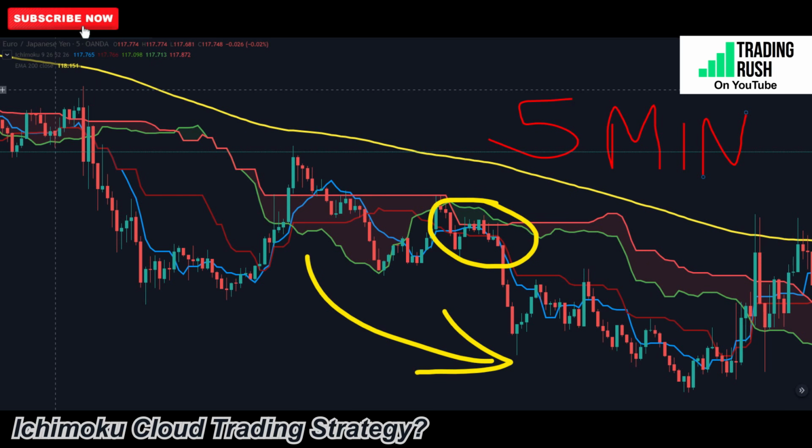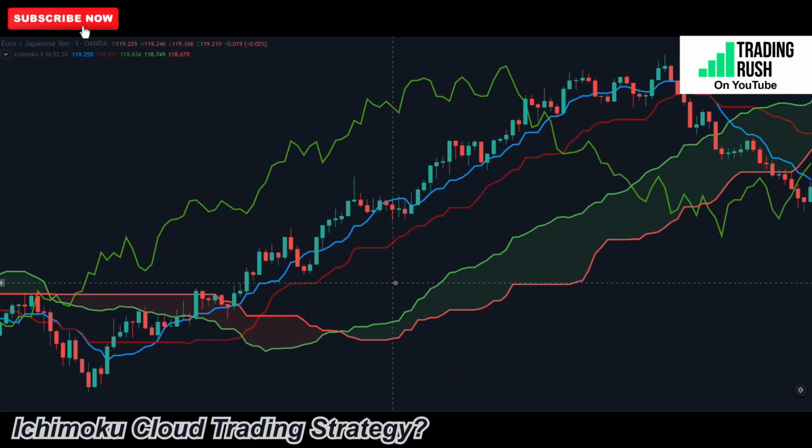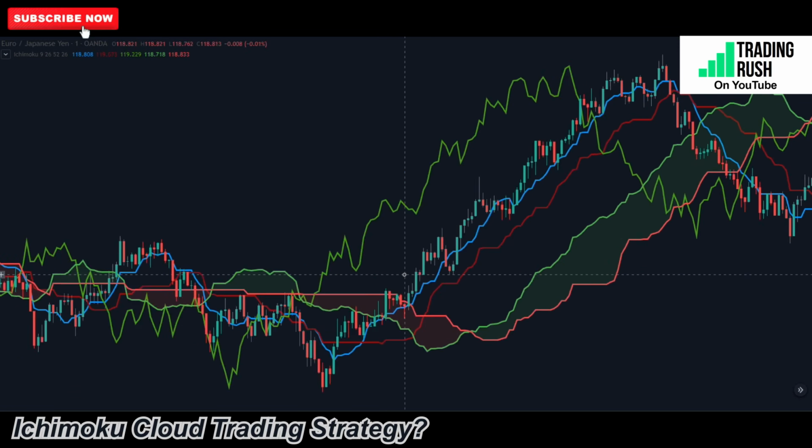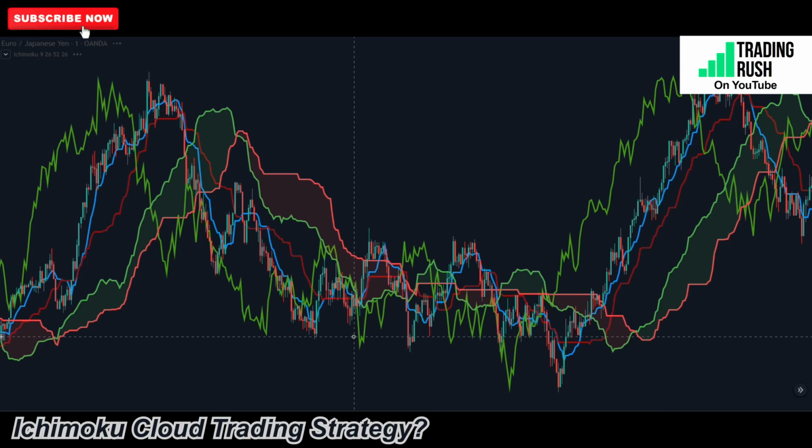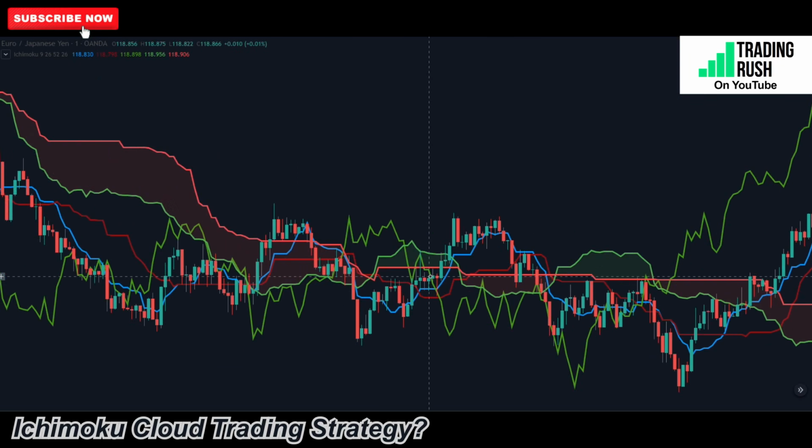Sounds very confusing, I know. But Ichimoku cloud is one of the most confusing indicators out there. It scares new traders away, but if you stick to it and spend time to understand it properly, it will make you a better trader.